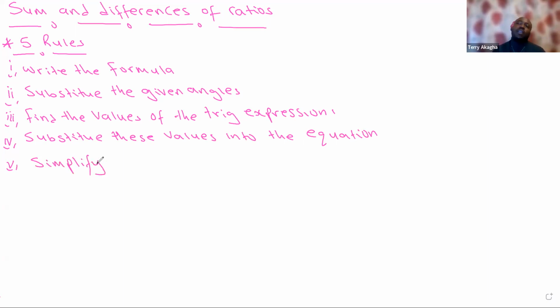So this is exactly the same as what we've been solving earlier. You write down the formula. After you write down the formula, you substitute the given angles. After you substitute, you find the values of the trig expressions. Then you substitute the values into the equation. Then you simplify. All right, good. So let's pick some examples here and see how far we can go.